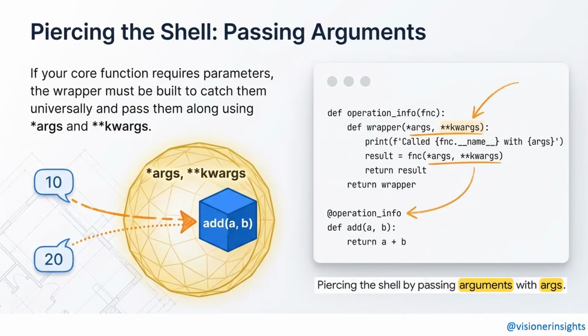So, in our wrapper logic, we accept *args and **kwargs. Then, we literally hand them straight through to the original execution logic using fnc(*args, **kwargs). It acts exactly like a universal catcher's mitt. No matter how many positional or keyword arguments your core function throws at it, the wrapper will catch them, pierce the shell, and deliver them perfectly safely to the inside.